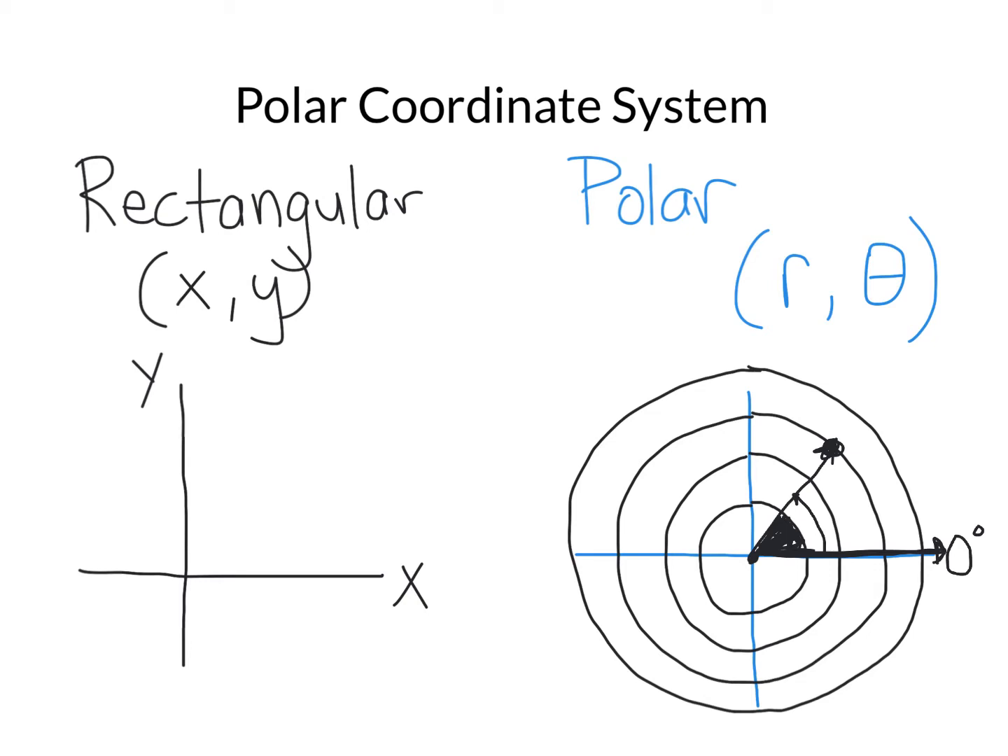So that's basically the difference: now we have a bunch of circles where before we had a bunch of rectangles, a grid like this. Let's see how we plot these things.